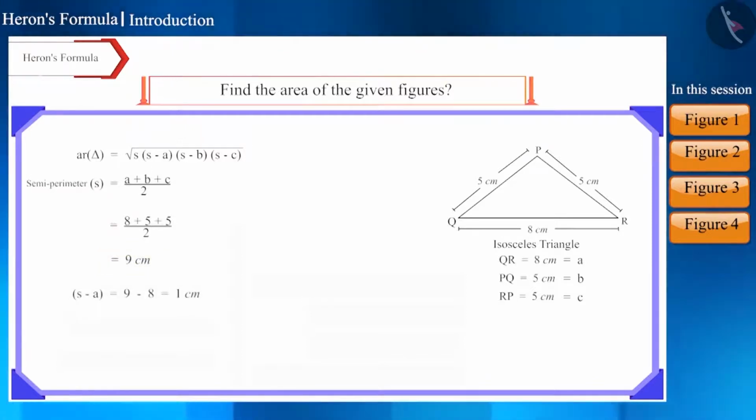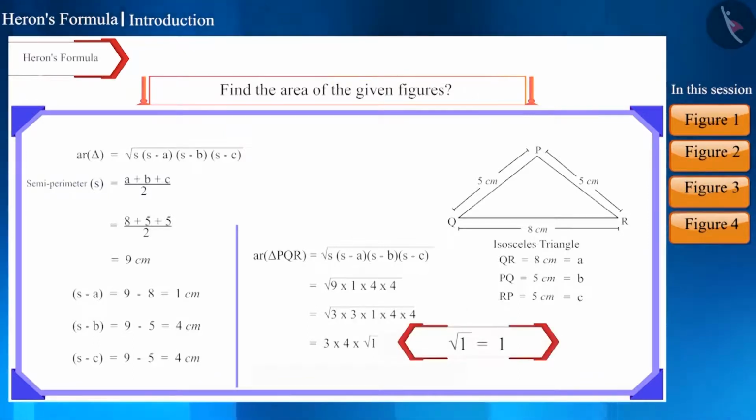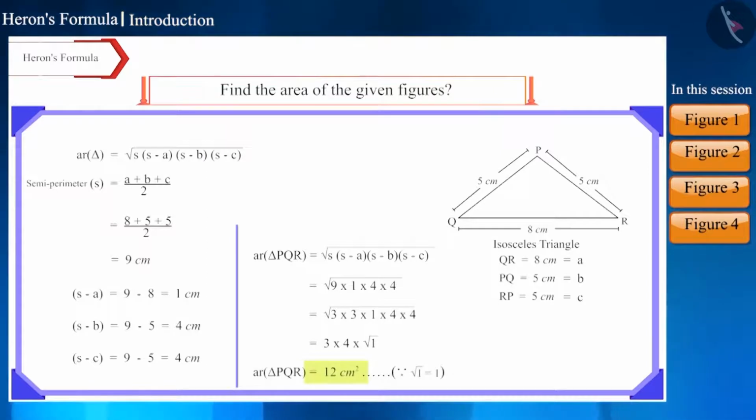Now we will find the value of S minus A, S minus B and S minus C. We put these values in Heron's formula and find the area of the triangle. We can write 3 multiplied by 3 in place of 9. In this way, this will become within square root 3 multiplied by 3 multiplied by 4 multiplied by 1. The square root of 1 is 1. Thus, we will get the area of this triangle as 12 square centimeters.